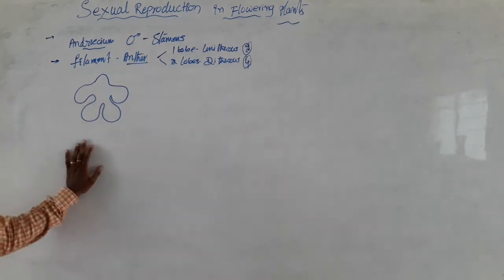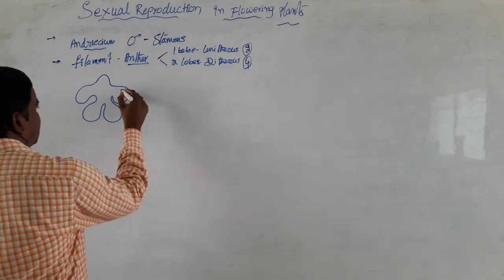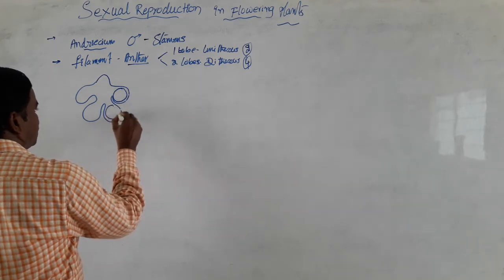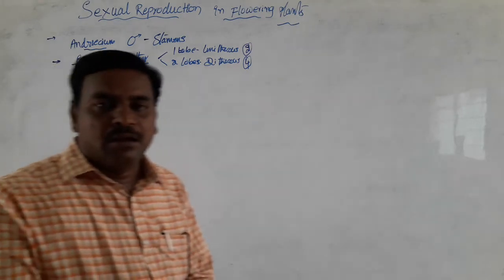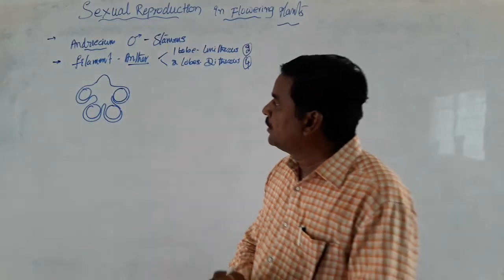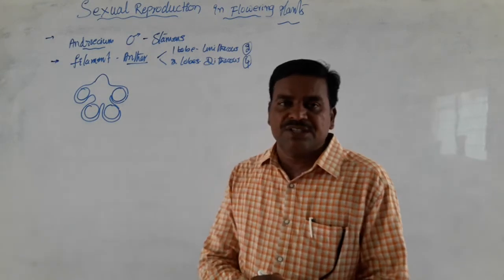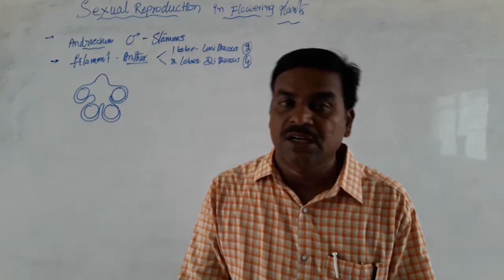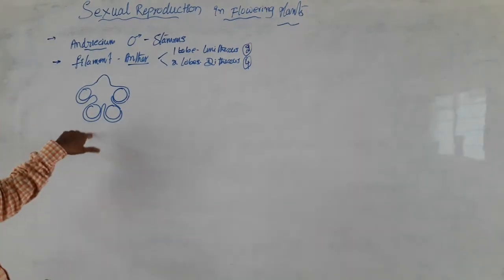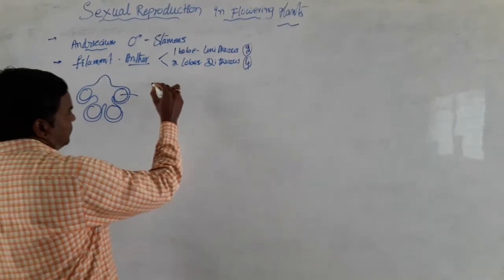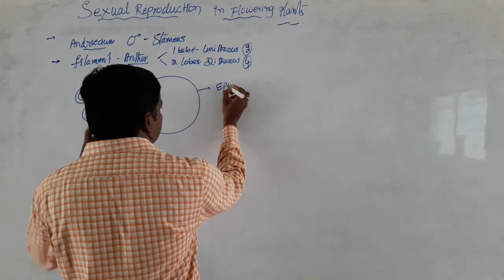For example, this is a transverse section of a dithecous anther. This is one lobe and this is another lobe. This is one microsporangium and this is another microsporangium. In this way, there are total 4 microsporangia in 4 corners. The transverse section of a dithecous anther is almost tetragonal in shape. And the transverse section of one microsporangium is externally covered by epidermis.